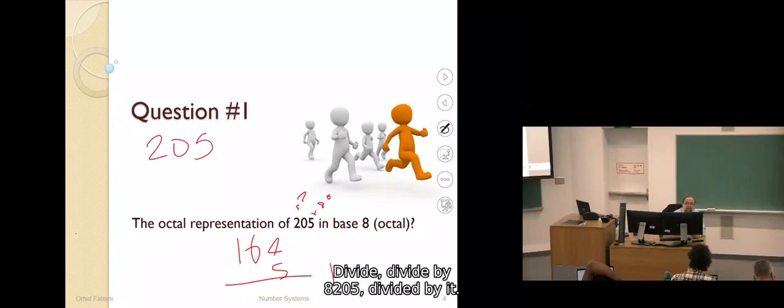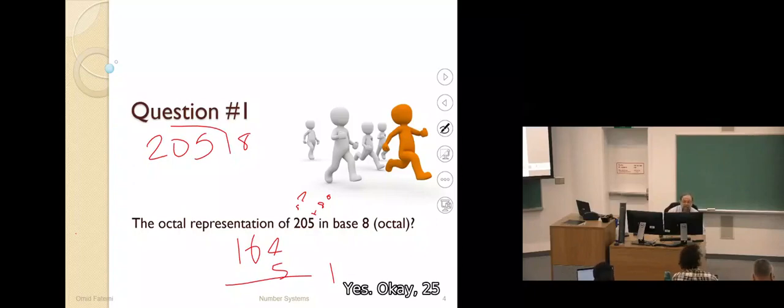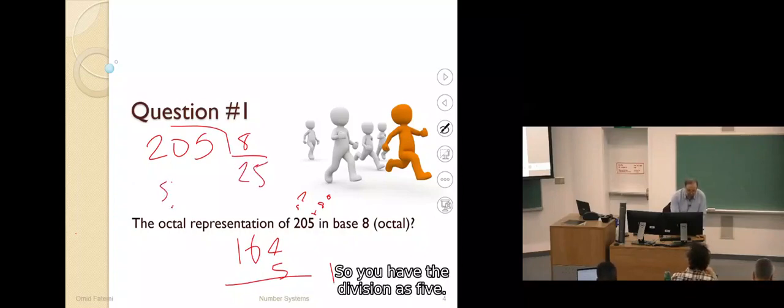What should we do? Divide. Divide by 8. 205 divided by 8. I usually use subtraction, which is easier, but let's try. Let's see if I could solve this problem. I could ask Laurier to come here and solve it, but we can try it. Yes? Okay, 205 divided by 8. What is the answer? So you get 25. Okay. 25 times 8 is 200. So you have the remainder as 5.